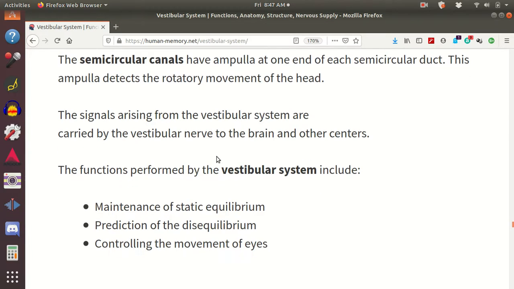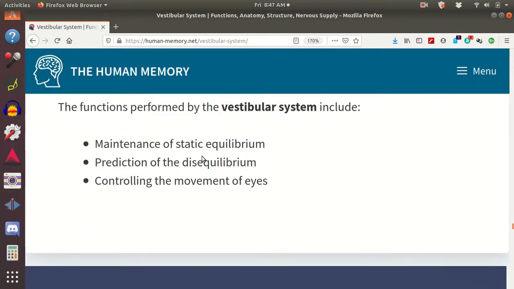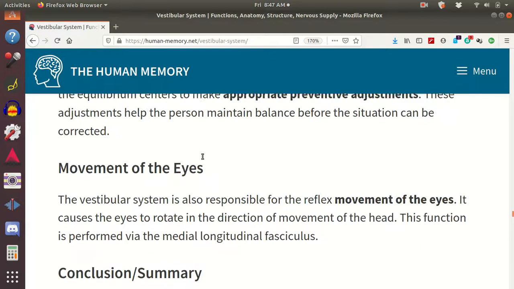The signals arising from the vestibular system are carried by the vestibular nerve to the brain and other centers. The functions performed by the vestibular system include maintenance of static equilibrium, prediction of disequilibrium, and controlling the movement of the eyes. So there you go.